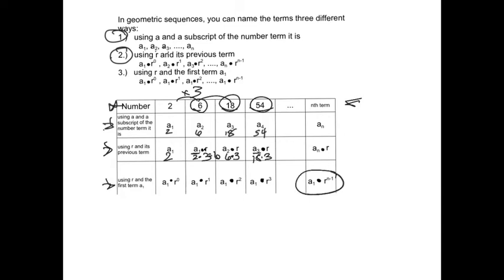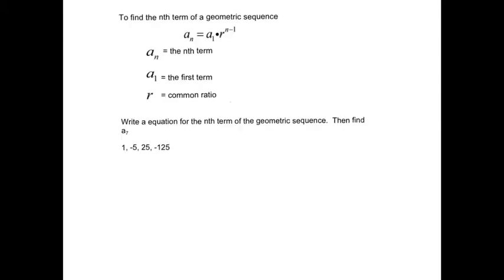Which gets you to your formula. Whatever your first term is, times the common ratio to the exponent of whatever term you're looking for minus 1. So all of this was just to show you there's different ways to represent it. Which brings us to that formula again. So let's focus on the formula because you'll be using the formula a lot.